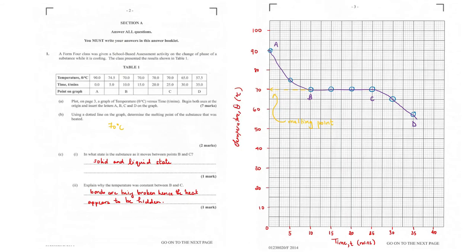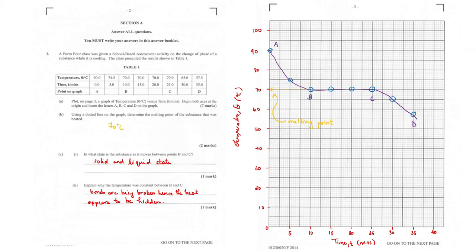Okay, here we have a graph. It says the graph deals with temperature as well. A Form 4 class was given a school-based assessment activity on the change of phase of a substance while it is cooling. The class presented the results shown in Table 1. So it says plot on page 3 a graph of temperature against time.